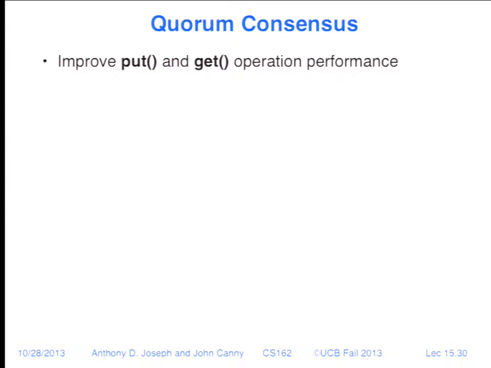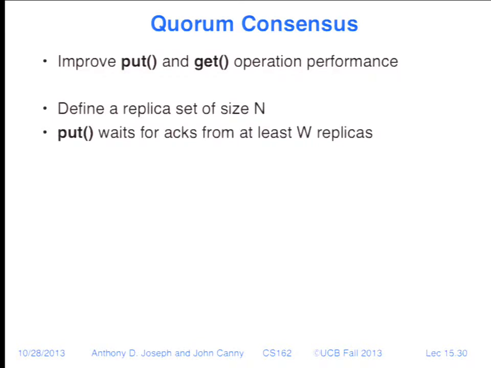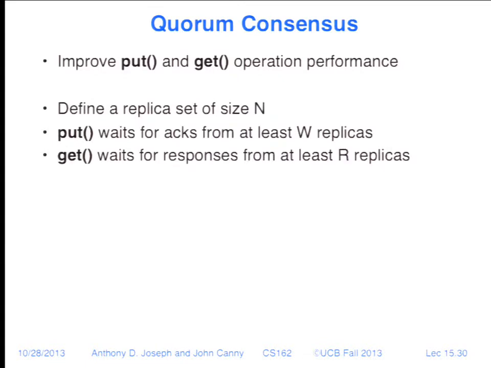All right. So an interesting approach to getting consistency relatively efficiently, both fast and reliably, is called quorum consensus. So it balances the costs of doing the put and the get. So assuming we have a replica set of size n, the put operation is going to push the replicas to all of the n data nodes in the replica set, but it's only going to wait for acknowledgments from a subset of w. So w is generally less than n, maybe about half of n. And then get is going to wait for responses from some number r of replicas that's also maybe about half of n. And what happens if W plus R is greater than N?